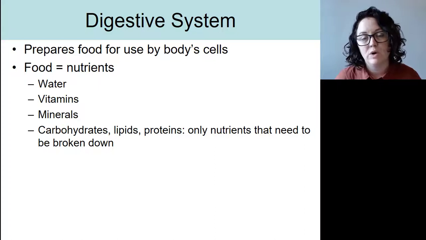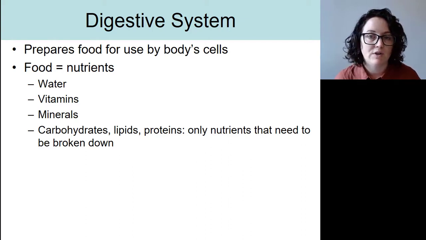In this video, I'm going to go over some introductory information about the digestive system. The main point of the digestive system is to prepare food for use by the cells of the body. What we need out of our food are things called nutrients. There are 6 major nutrients: water, vitamins, minerals, and then the energy-yielding nutrients, carbohydrates, proteins, and lipids.